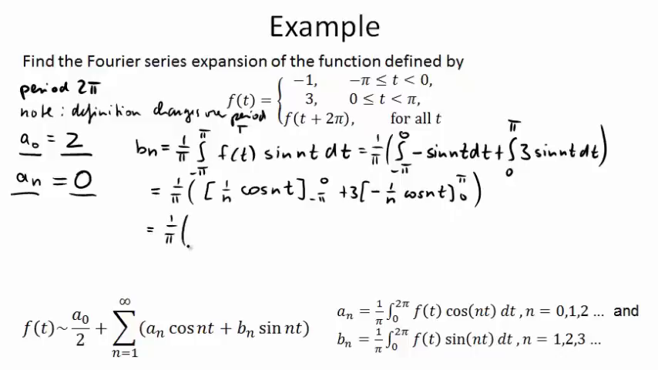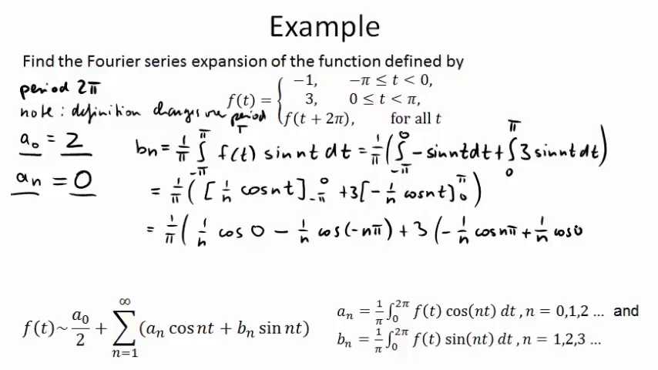1 over pi times, let's sub in 0. I might as well once again write this down step by step, and we'll simplify in the next step. So this is going to be cos of 0 minus 1 over n cos of minus n pi. That was the first lot, and the second lot is plus 3 times minus 1 over n cos n pi, we sub in pi, and then minus or plus 1 over n cos 0.